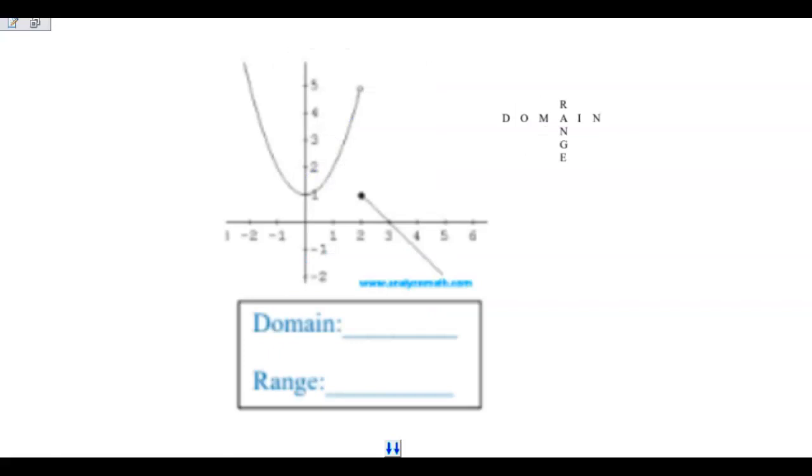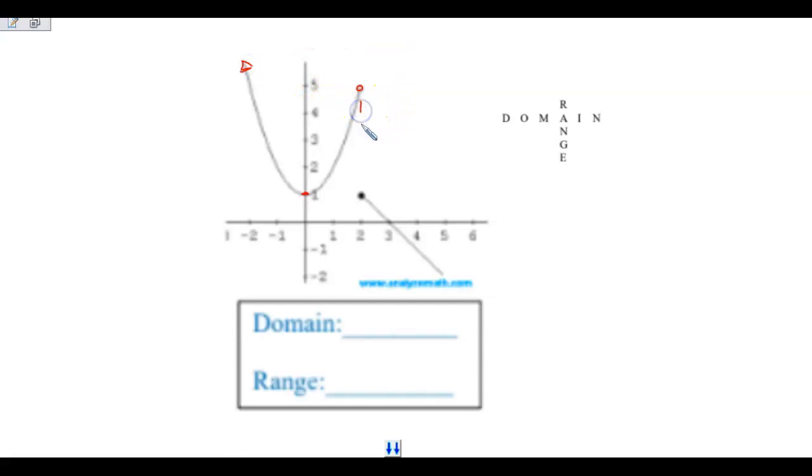Let's take a look at the third one. I noticed a couple of things. One, it has a minimum value here, and it has an open circle here. And remember, the open circle is when it cannot be that point. And so the open circle means it can be greater than or it can be less than. And since it is going this direction, that means that x is going to be less than this point.